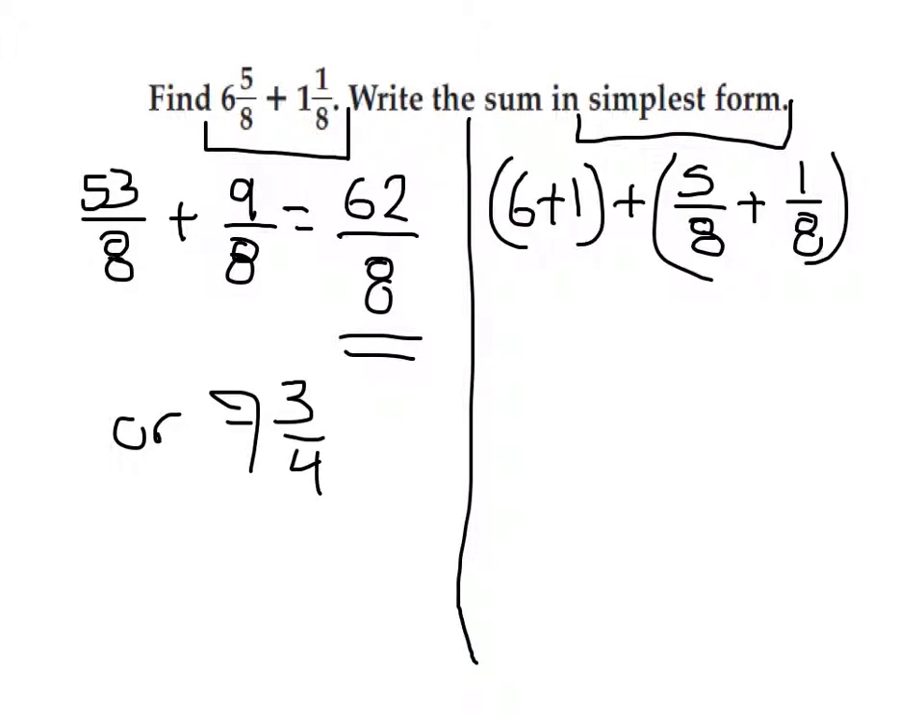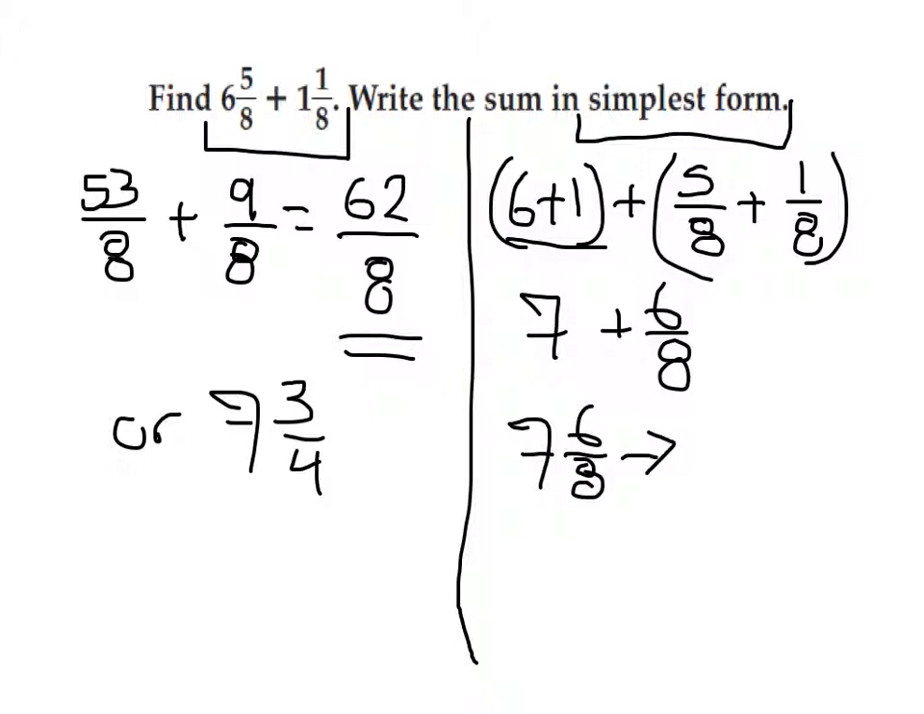The second method is that we take the whole numbers and combine them as like terms. That's why I get 6 plus 1 and put them in parentheses. That's 7. And then I take the fractions and I go 5/8 plus 1/8 is 6/8. We can go ahead and combine the two, and we have 7 and 6/8, which, according to the directions, needs to be in simplest form, 7 3/4. As you can see, there are two different methods. You choose which one you would like to work with.